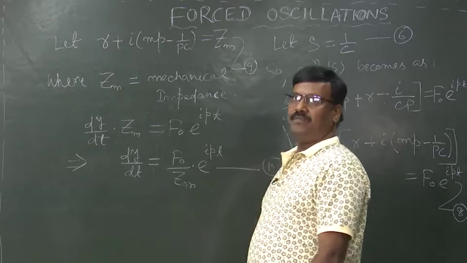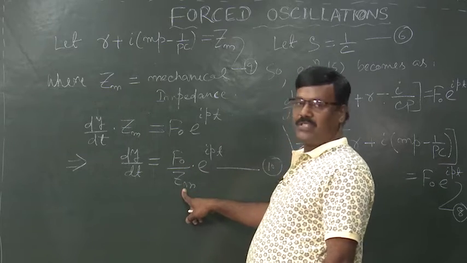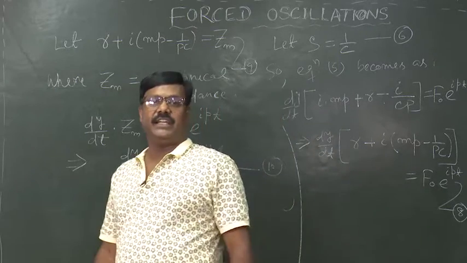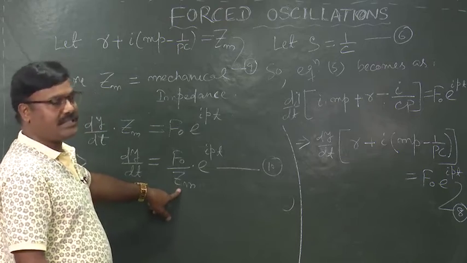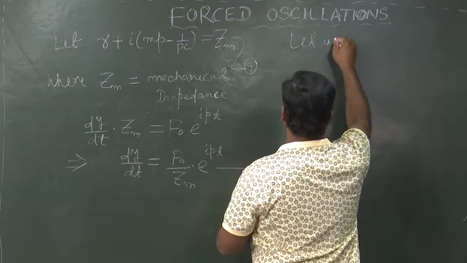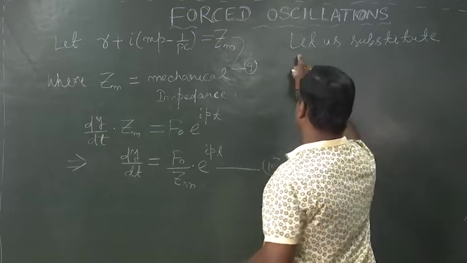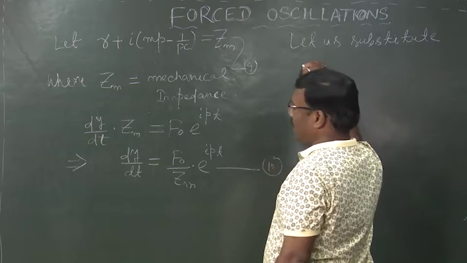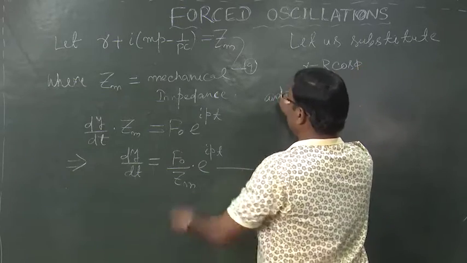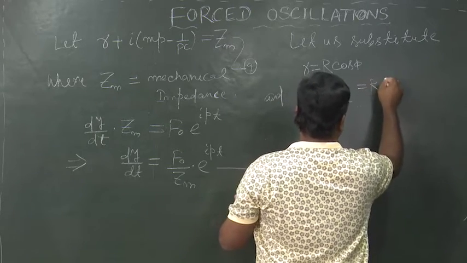And we have taken this bracketed term as Zm, where Zm is the mechanical impedance. So, this equation reduces to this much. Now, our aim is to find out Zm, and if Zm is further solved, then we can solve dy by dt, from which we can get y by integrating it. To solve Zm, let us substitute r is equal to r cos phi and mp minus 1 by pc is equal to r sin phi.